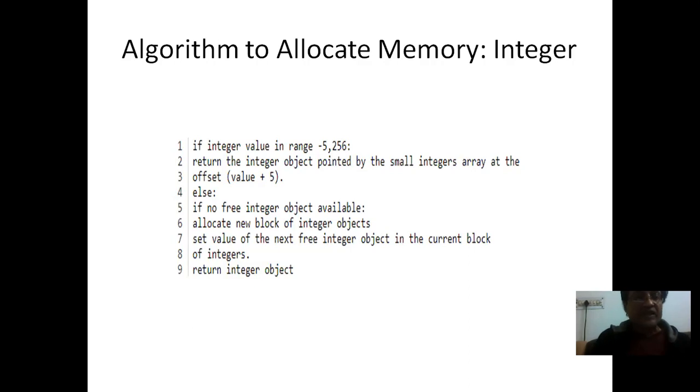The first step: if the integer value is in the range of -5 and 256, and it is true, then return the integer object pointed to by the small integers array at the offset value +5. Else, if no free integer object is available, then allocate a new block of integer objects. The next step is to set the value of the next free integer object in the current block of integers and return an integer object. So what exactly is happening? It is not allocating memory one by one. Rather, it is allocating a block of memory, and when the block of memory has been exhausted, then it is allocating another block of memory.